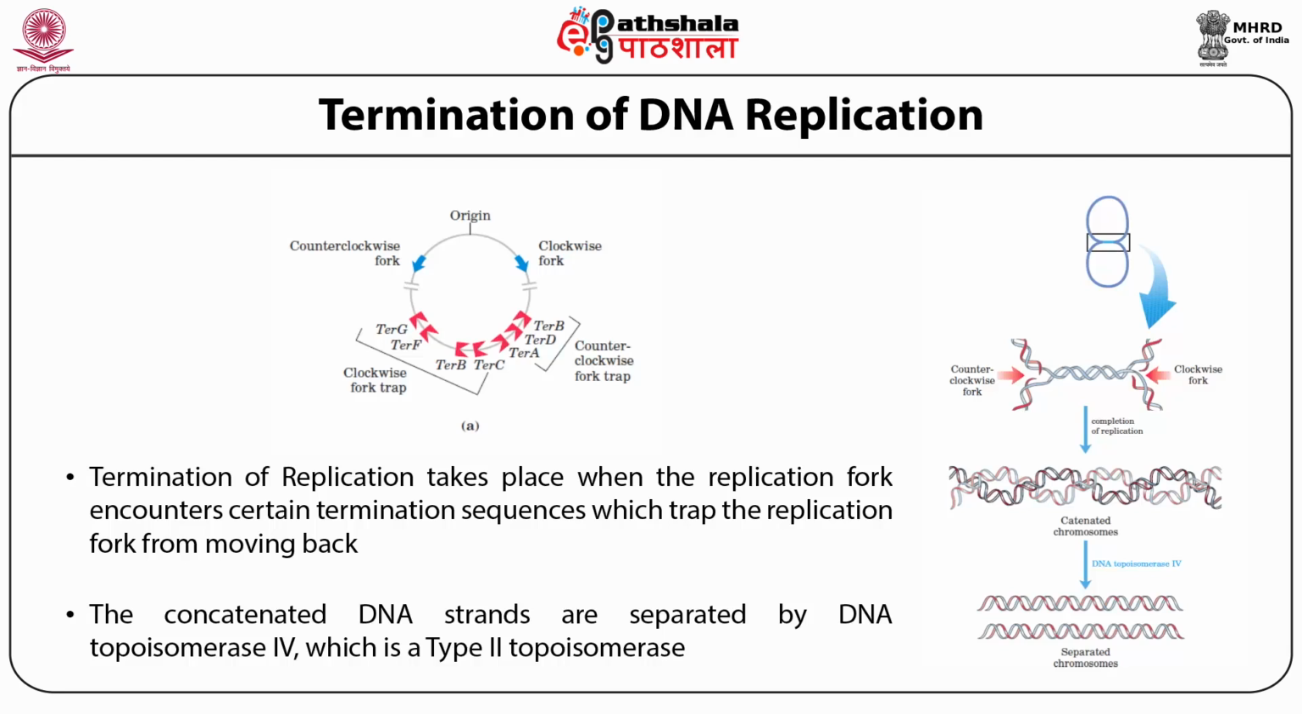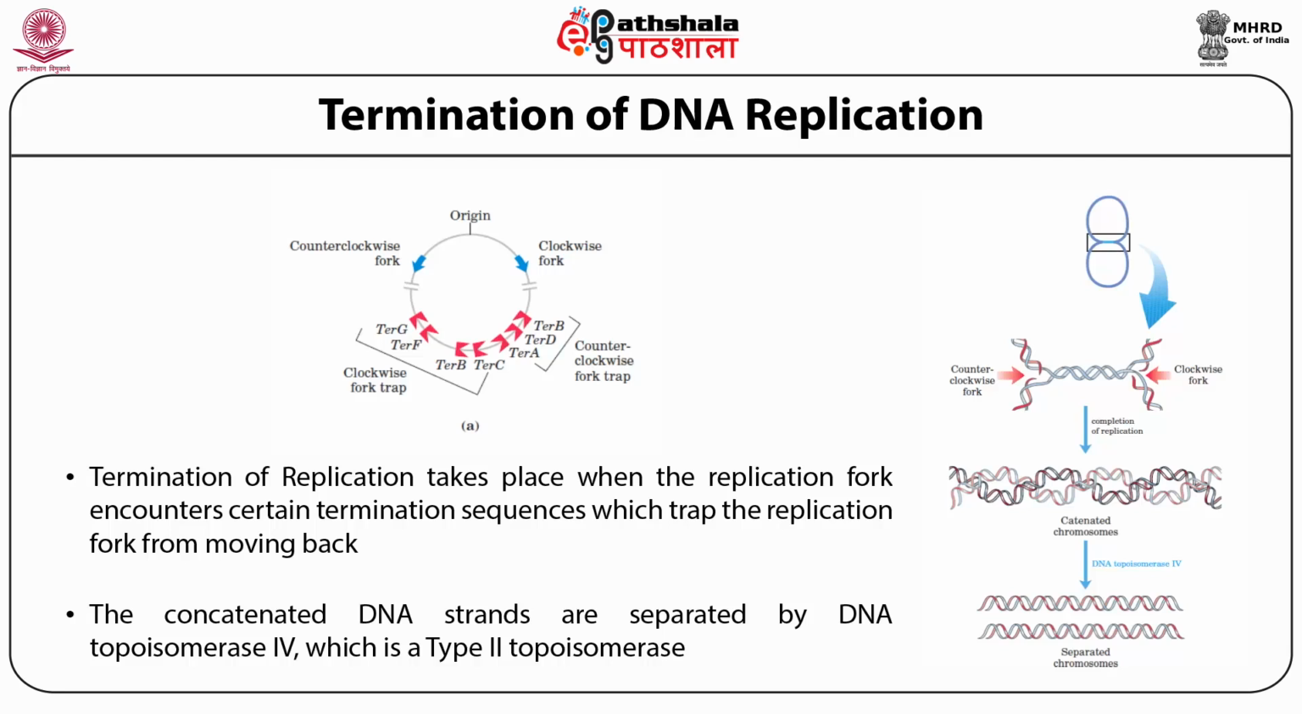Now, what we know is that there are certain terminator sequences which are present on both sides of the replication, meaning that the replication fork extends on both sides. So, there will be a clockwise replication fork trap and a counterclockwise trap, meaning there are sequences which are present in the clockwise direction and the counterclockwise direction. They will not allow the replication fork to move backwards once they move beyond these termination sequences.